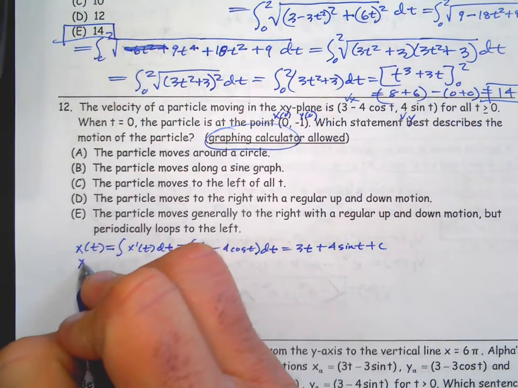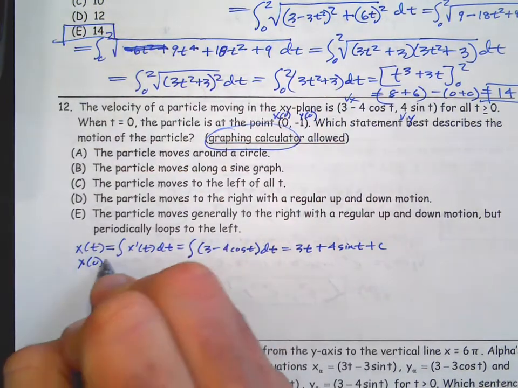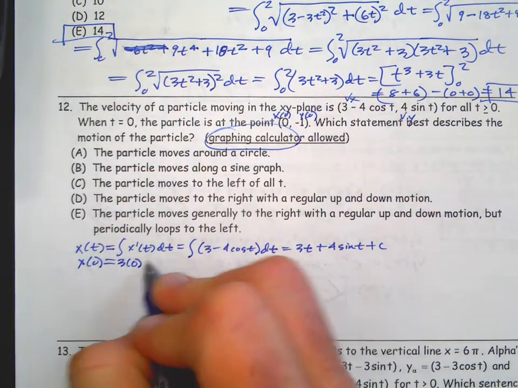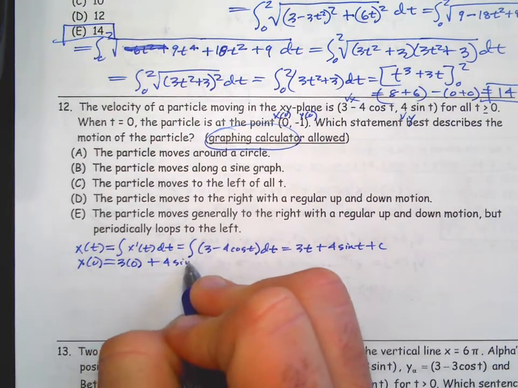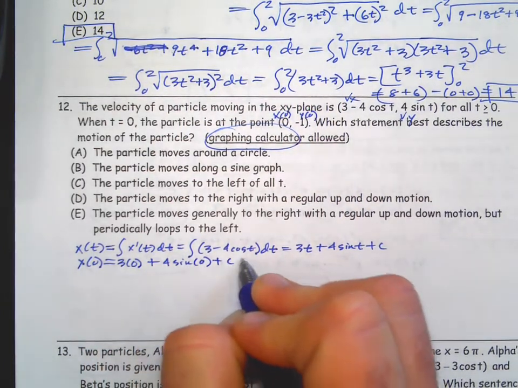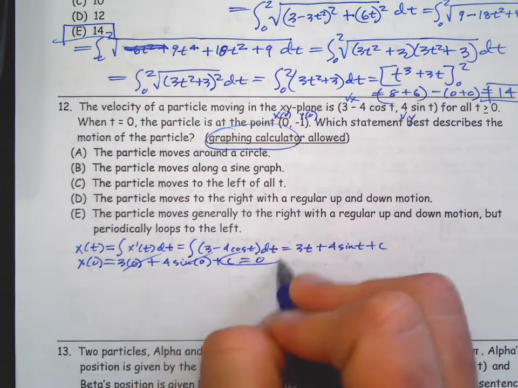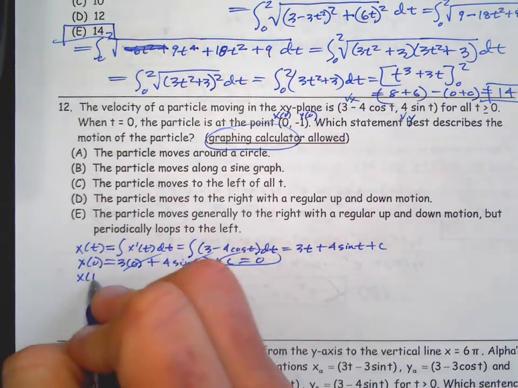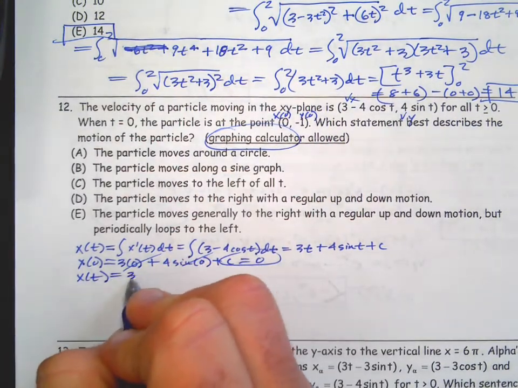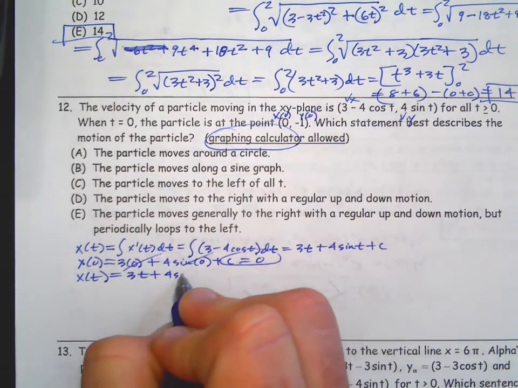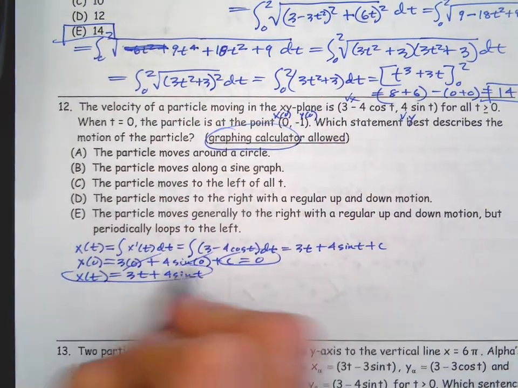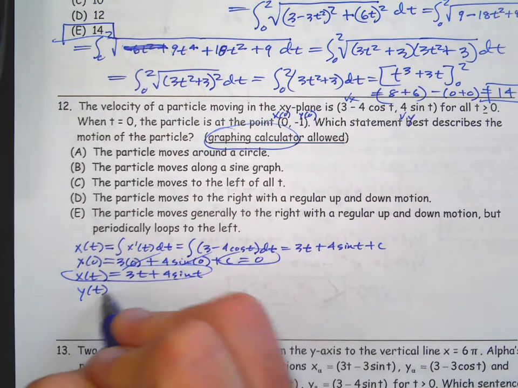And then if we plug time 0 in, we should get 0. So 3 times 0 plus 4 times sine of 0 plus c should equal 0. That's 0, that's 0. So c equals 0. So we got our x equation. It's 3t plus 4 sine t. And we'll try and do that with y real quick.